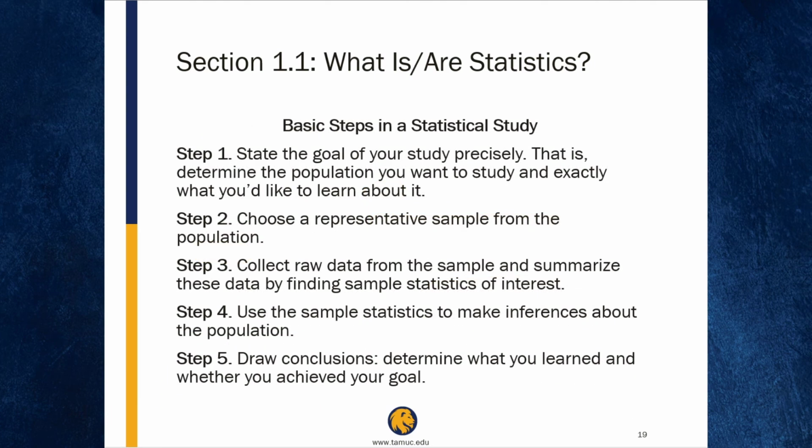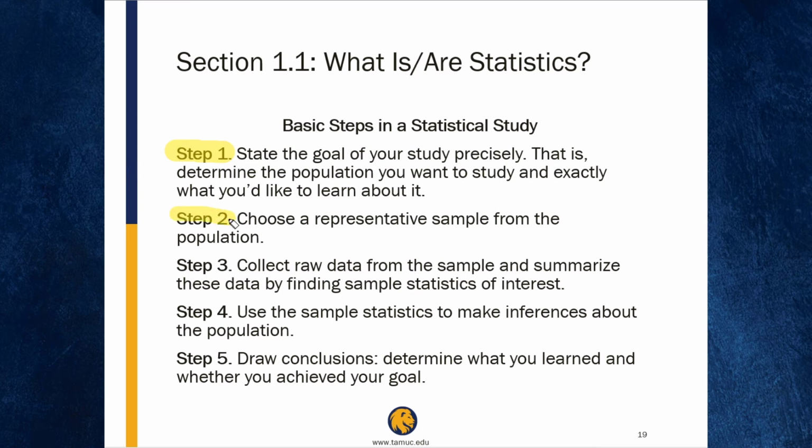And so overall, these are the basic steps that are taken with any statistical study. The first step is to state the goal of your study very precisely. That is, determine the population you want to study and exactly what you'd like to learn about it. For instance, with the Super Bowl, we wanted to know about all adult Americans specifically. And what we wanted to learn about them was how many of them were watching the Super Bowl.